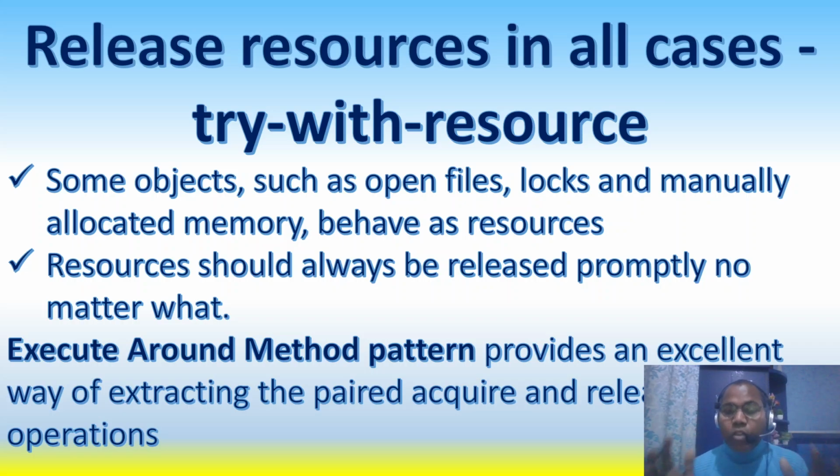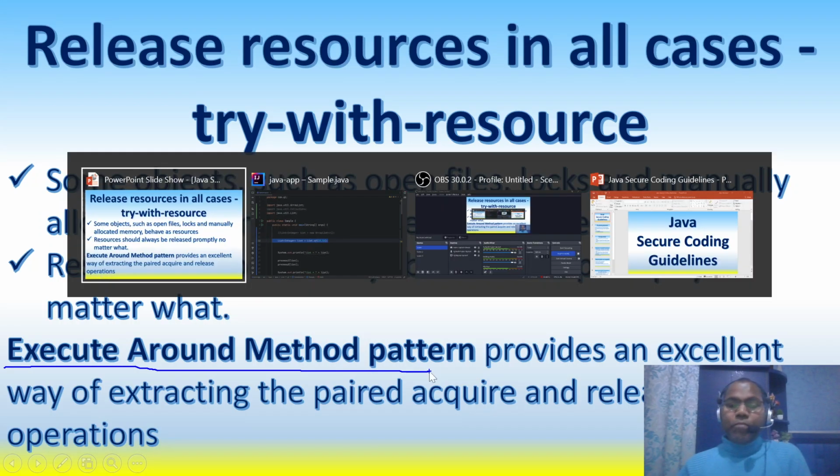something must be released or closed, and maybe we have to write our own implementation of such try-with-resources. This is a very good example. Maybe you are aware of the very basic principle, the execute around method pattern. What does this pattern say? Let me explain.